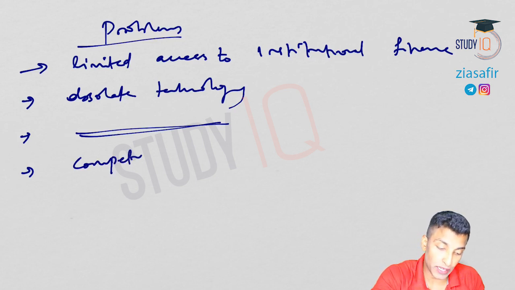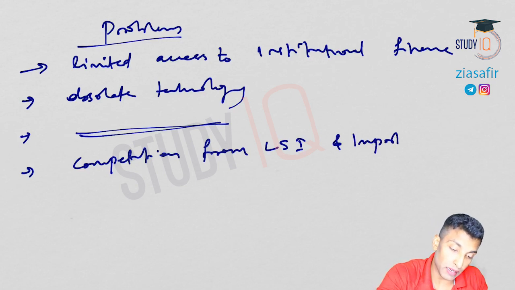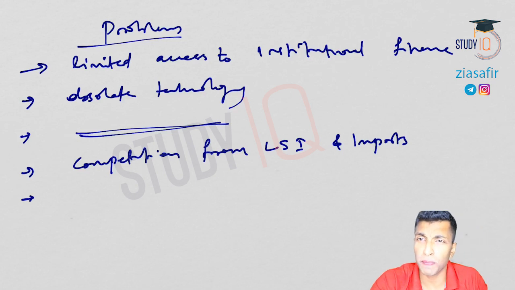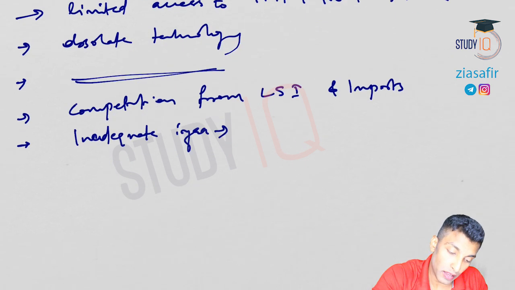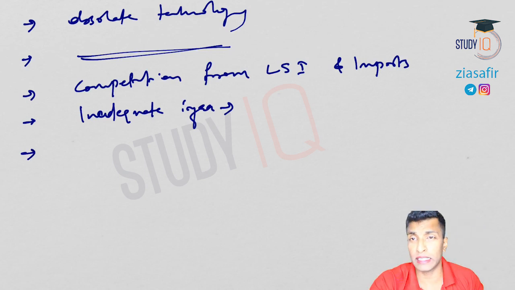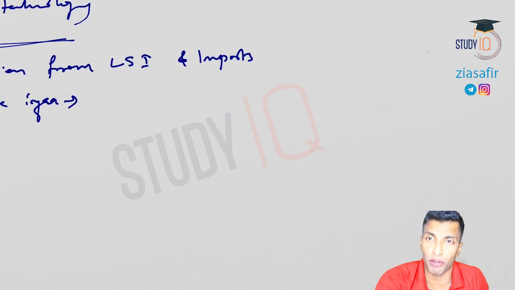Then competition from large-scale industries and imports, inadequate infrastructure, especially in rural areas, and that they cannot achieve economies of scale. Economies of scale is considered very important for any company to become more efficient or make profit.